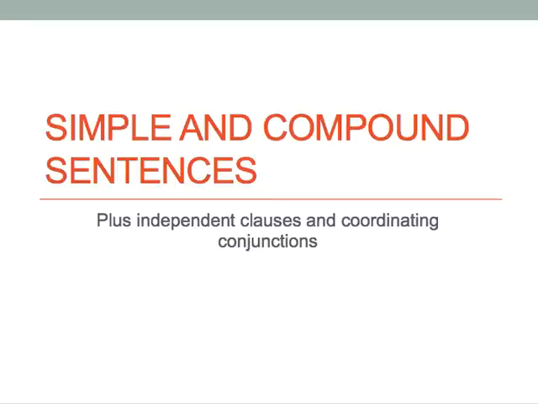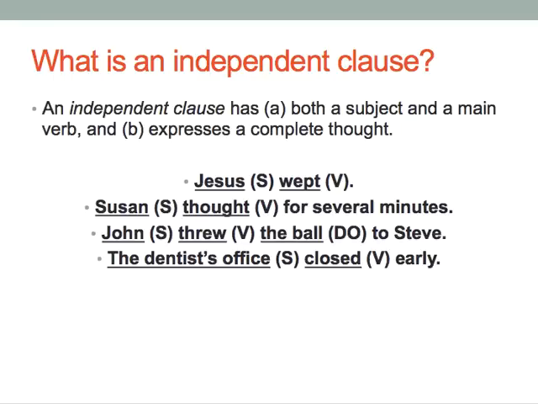Welcome to the wild world of simple and compound sentences, plus independent clauses and coordinating conjunctions. Simple and compound sentences are two of the four sentence types we'll be discussing, the other two being complex sentences and compound-complex sentences, which will be in another video. We'll start here, and the first thing we want to discuss is to define what an independent clause is.